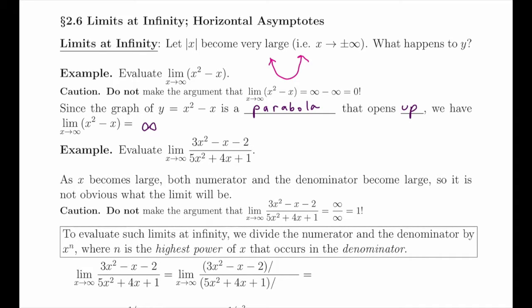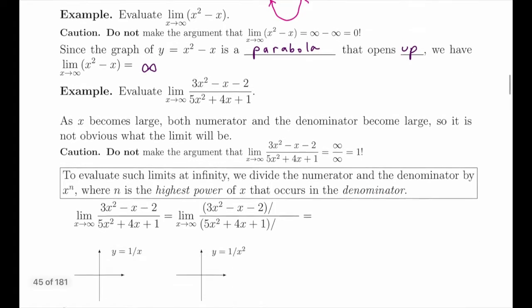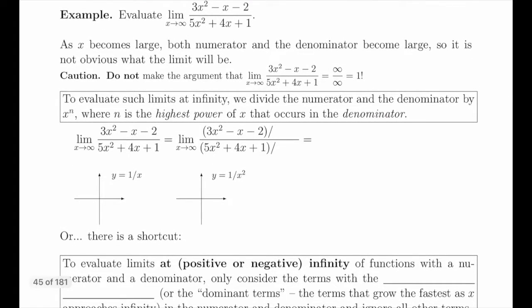So here's what we're going to do. Whenever you have a rational function like this and x is going towards infinity, you can always use this rule here. You're going to divide the numerator and the denominator by x to the n, where n is the highest power of x that occurs in the denominator. So since the highest power that occurs in the denominator is 2, that means you're going to divide the numerator and the denominator by x squared. Let's see what we get then.